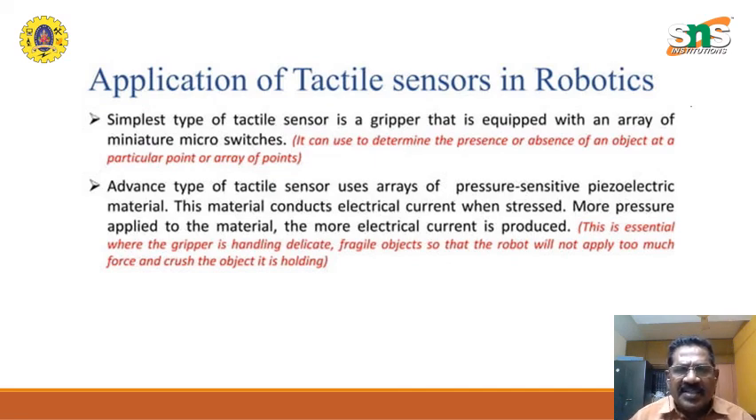This material conducts electric current when stressed. The more pressure applied to the material, the more electrical current is produced. This is essential where the gripper is handling delicate, fragile objects so that the robot will not apply too much force or crush the object it is holding. Okay, so this is the last slide.